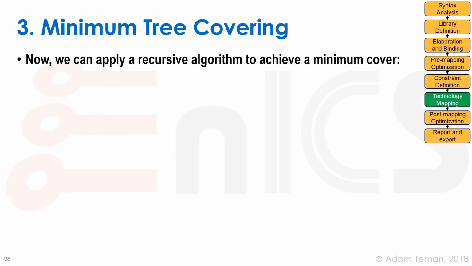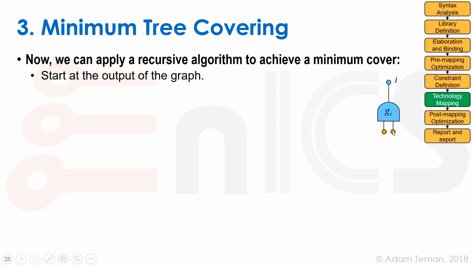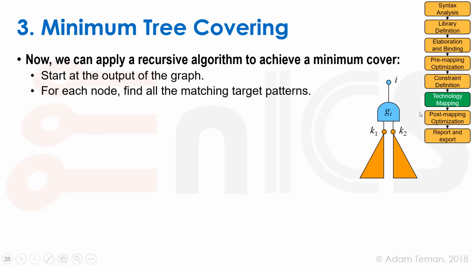We can apply the recursive algorithm to achieve the minimum cover. Let's see how this works. We start at the output of the graph, or the root of the tree, which we call I over here, and we see that there is some logic gate driving the output, and the logic gate has a bunch of inputs. Recursively, we look at each input of the logic gate driving that output, and we find all the matching target patterns that could have covered each of these input trees, because each of these is also a tree in itself.